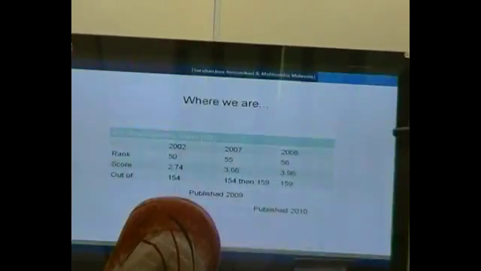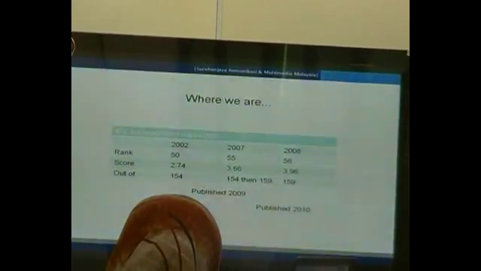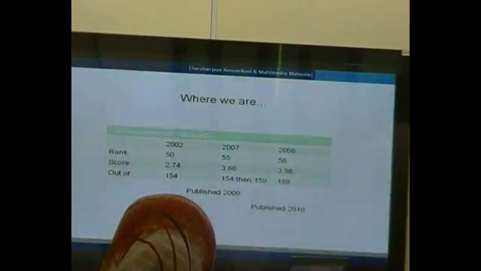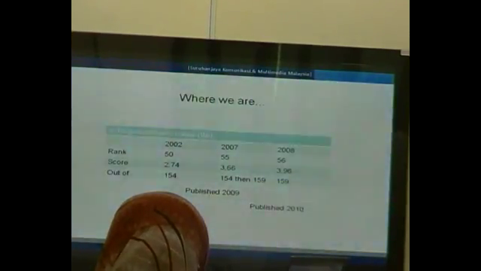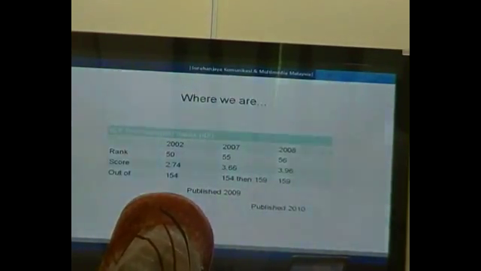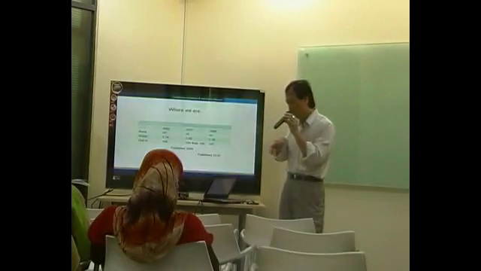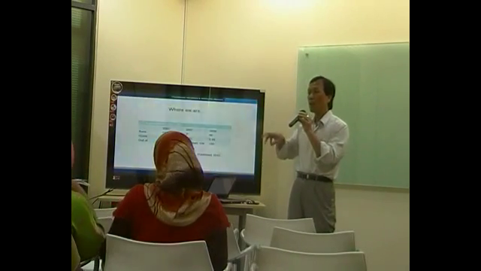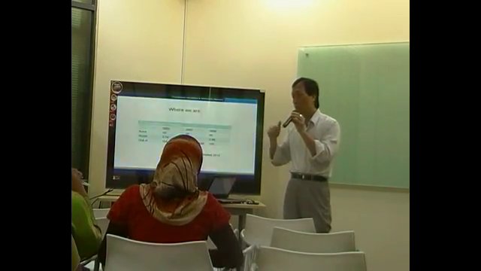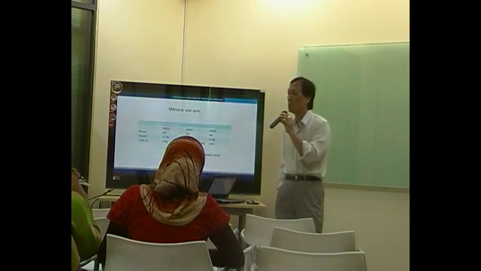2.74 to 3.66 to 3.96. Our scores have improved, you know, but our rankings have slipped. Why? It's because other people are running faster than us. You know what I mean? You are making progress. It's like running a race. You are moving. Your numbers are improving, but your neighbors left and right are running faster than you.